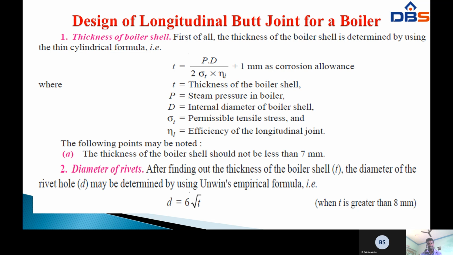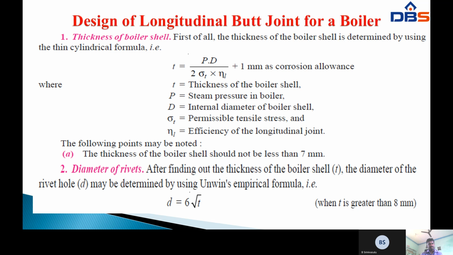Here t is the thickness of the boiler shell, P is the steam pressure in the boiler, D is the internal diameter of the boiler shell, sigma_t is the permissible tensile stress, and eta_l is the efficiency of the longitudinal joint. Next, the following points may be noted. First, the thickness of the boiler shell should not be less than 7 mm.